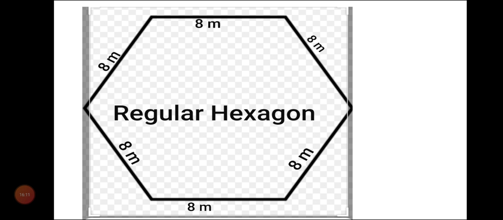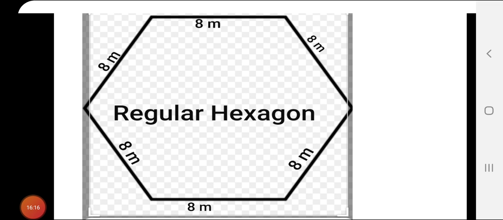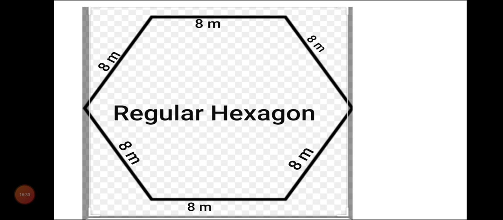Here you can see the picture of regular hexagon. So here is a regular hexagon. In this picture you can see the length of each side is 8 meters. So that's why, because 6 sides are there, we have multiplied 8 by 6 to get the perimeter. Or we can do 8 plus 8 plus 8 plus 8 plus 8 plus 8. But multiplication makes your calculation easier. So that's why we use the shorter method.